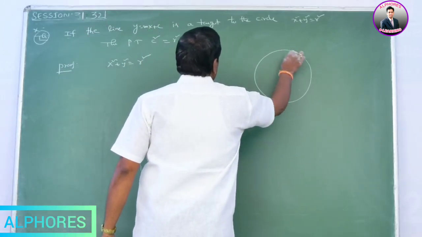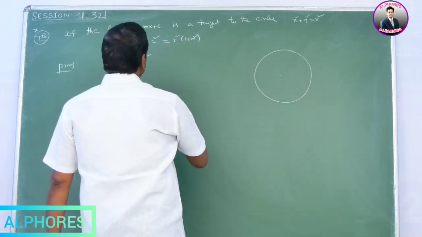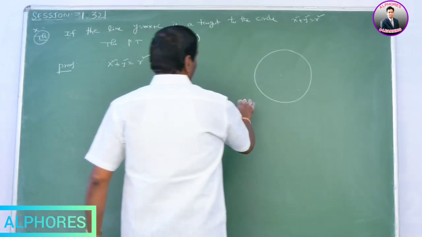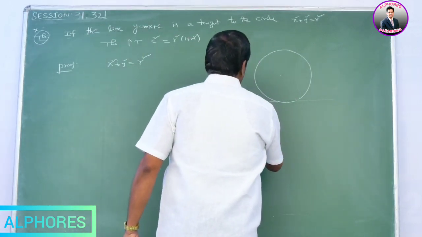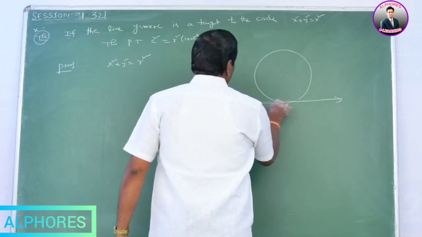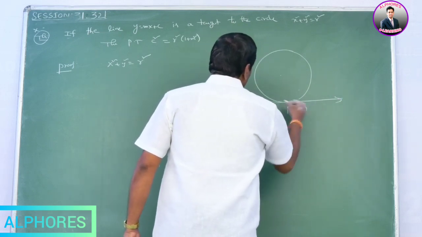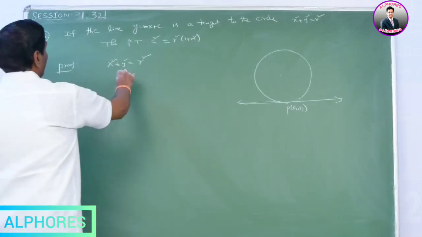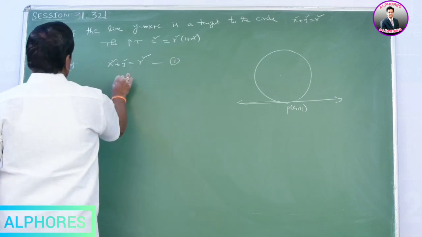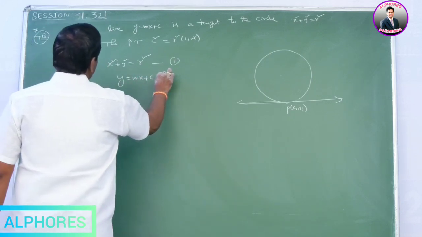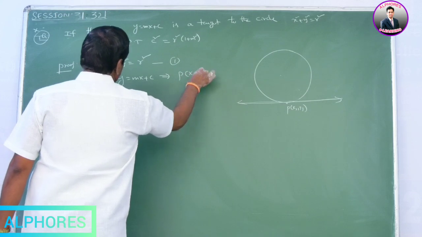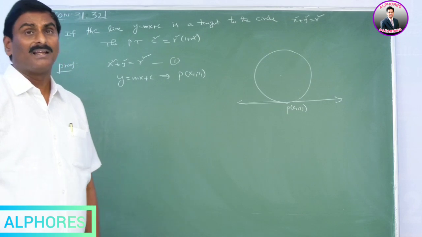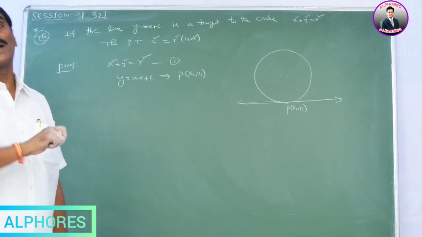Suppose the line y is equal to mx plus c is the tangent. That means it touches the circle at one point. Say that common point is P(x1, y1). Let P(x1, y1) be the point of contact of that tangent to the circle. So, the given circle is x square plus y square is equal to r square and the tangent equation is y is equal to mx plus c. This tangent touches the circle at P(x1, y1). That means P is the point of contact.